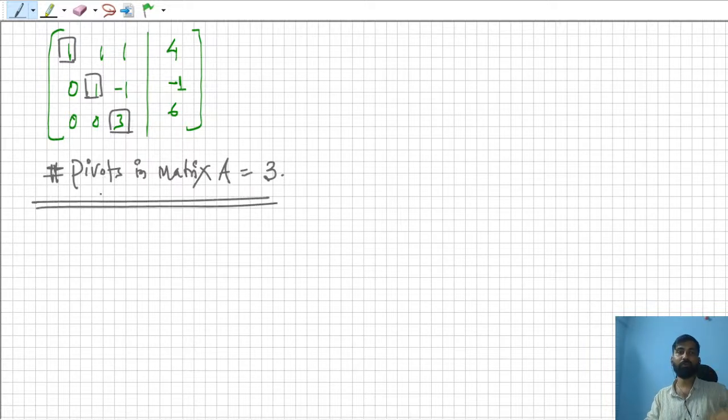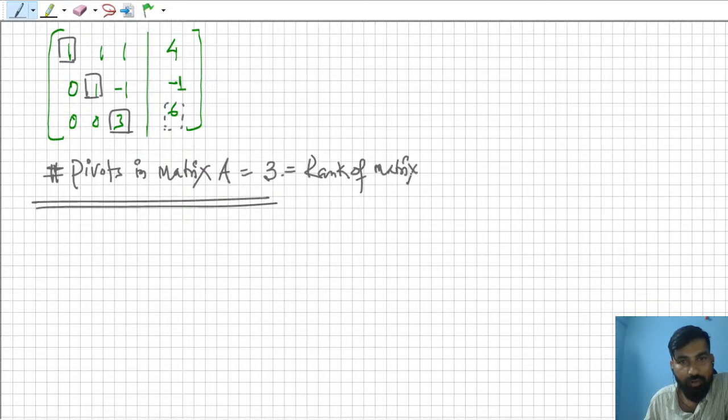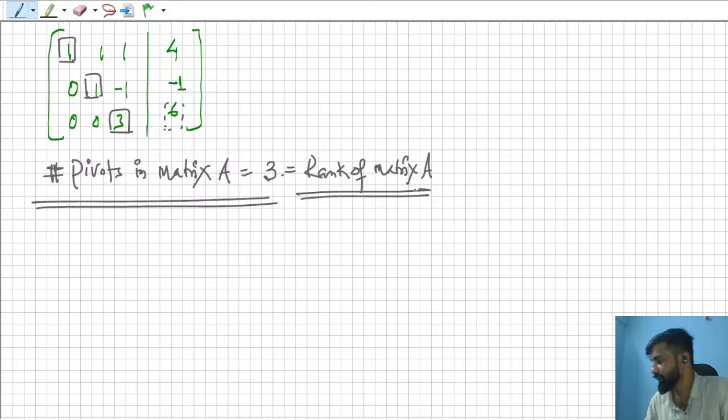And if I talk about the number of pivots in the augmented matrix, you see here, it is also 3 only, because this is also non-zero. So the number of pivots in the matrix A is equal to 3. If somebody asks you what is the rank of the matrix, you can say directly that the rank of the matrix A is 3. So the number of pivots is going to decide the rank of the matrix.